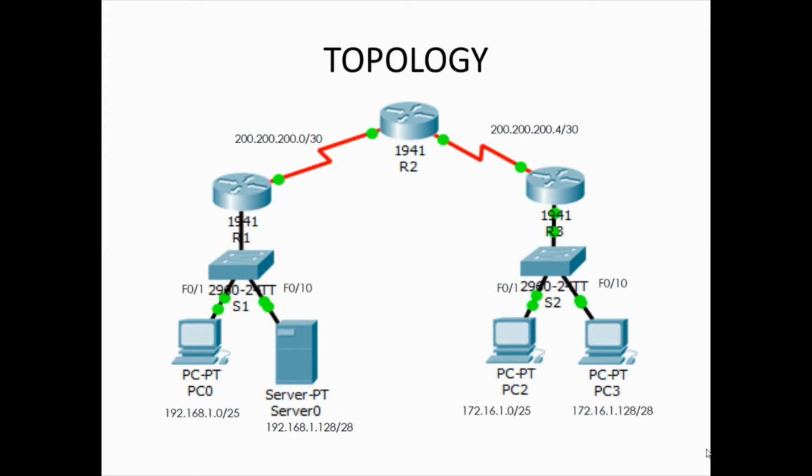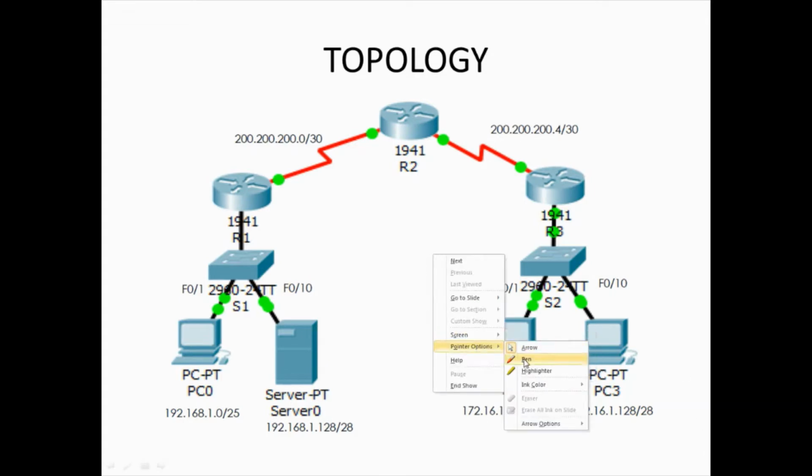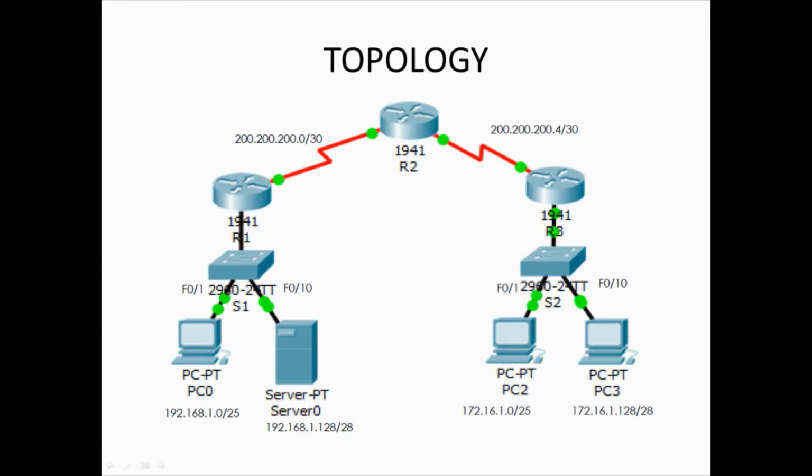If you look carefully, it's pretty much the same as the previous topologies that we have learned in the lab, but I've made a slight modification on this topology. Let me change the pointer options to the pen first. So the change that I've made here is, instead of having PC1, I've changed the PCs into servers, so that we can set up DHCP servers later on.